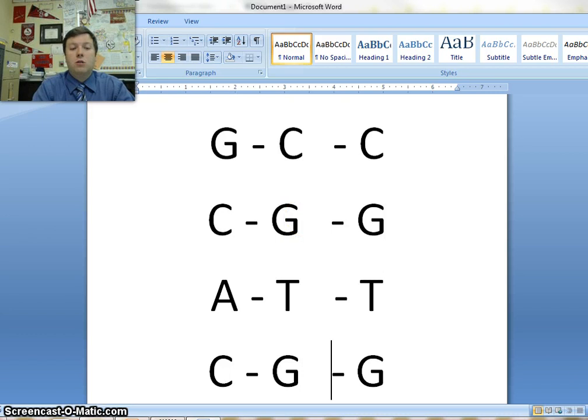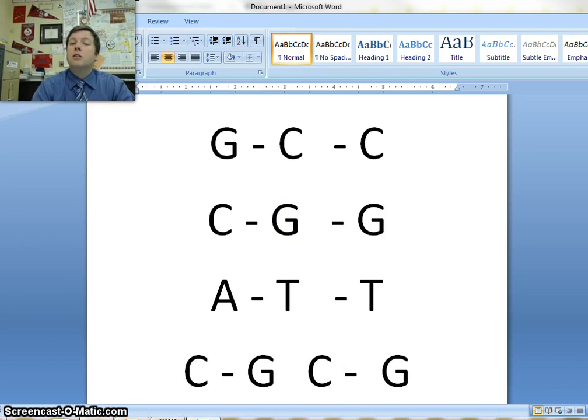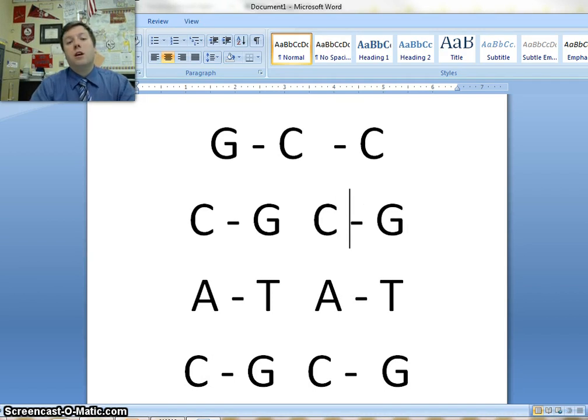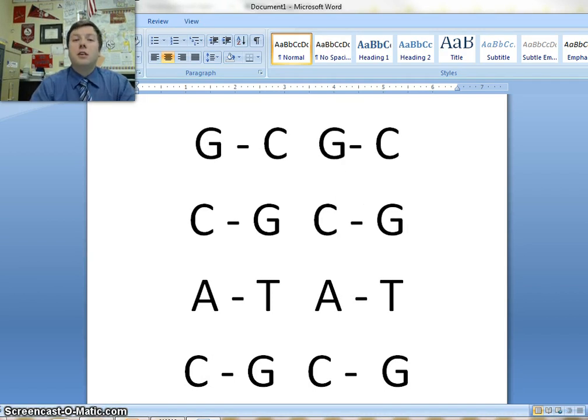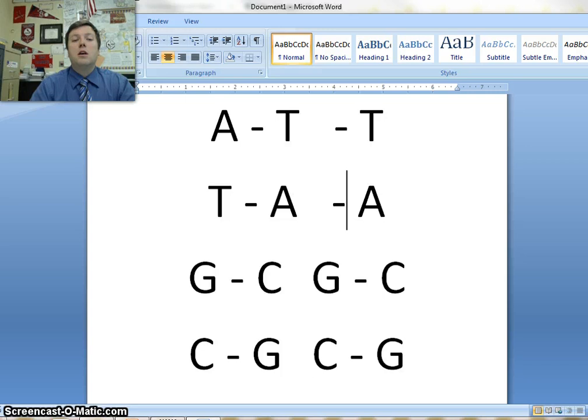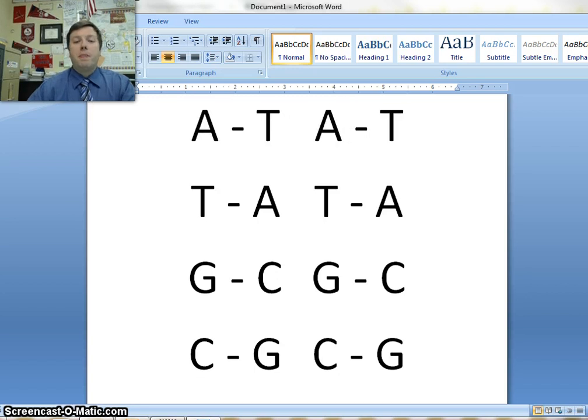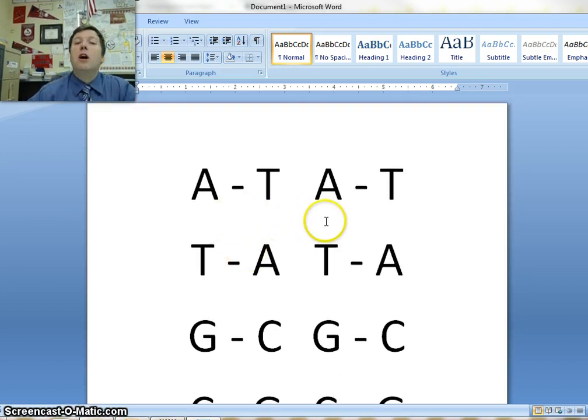Here's a G, so it pairs with a C. Here's a T, so it pairs with an A. Here's a G, so it pairs with a C. Here's a C, so it pairs with a G. Here's an A for adenine, it's going to pair with a T for thymine. And here's a T, which pairs with an A. So once again, your final result is two identical copies of that original DNA molecule.